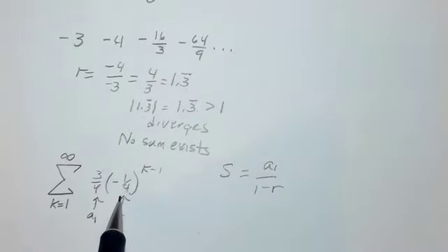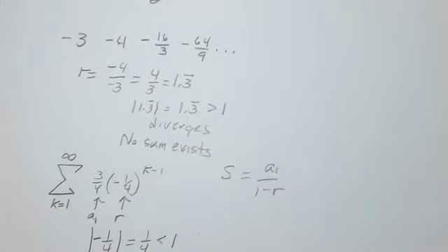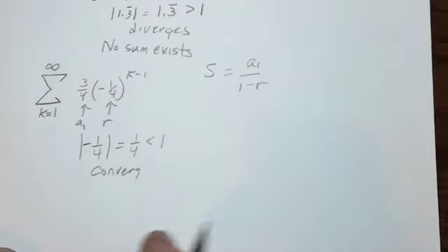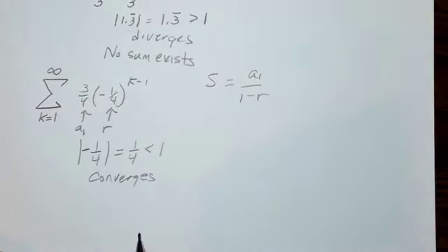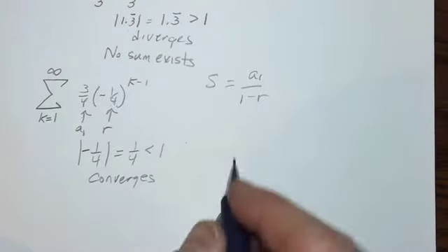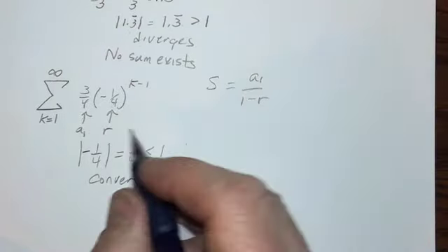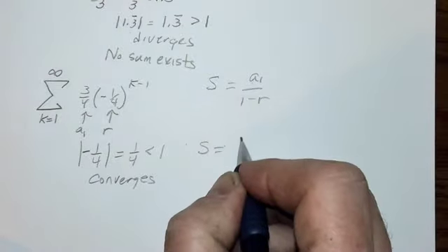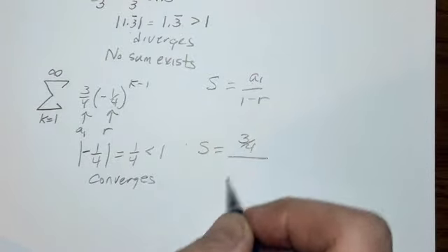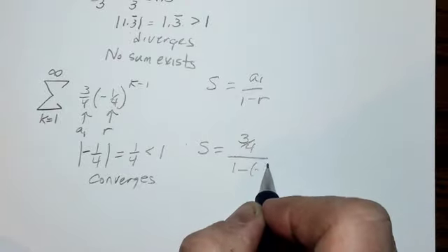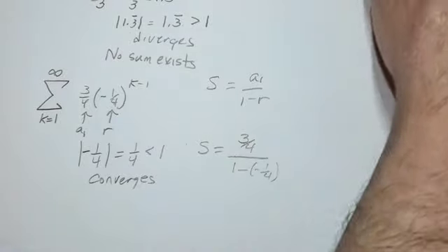All we have to check to make sure this has a sum when it goes to infinity is that the absolute value of r, negative 1/4, the absolute value of that, well, that's positive 1/4, and that's less than 1. So that means it converges. Since it converges, that means there's a sum, so we can plug it back in here. S then is going to equal a1, 3/4, over 1 minus r, which is negative 1/4.